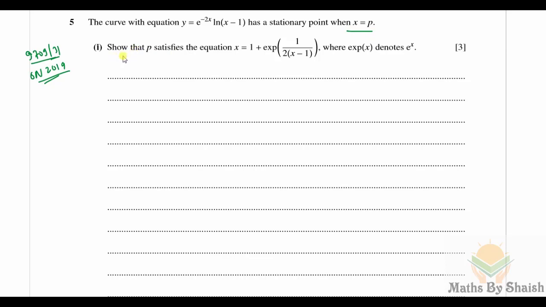So we need to show p satisfies the equation x is equal to 1 plus exponent of 1 over 2 times x minus 1, where exponent of x denotes e power x. So we need to find the dy over dx, and when it is a stationary point, when you put it as 0, then at that point x will be p, and we'll prove that x is equal to this. So it means p satisfies this equation.